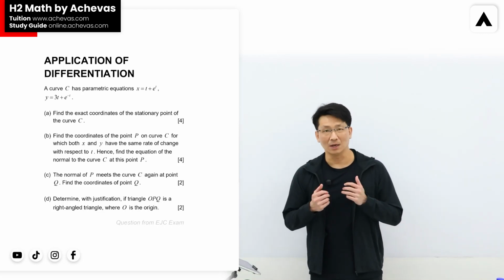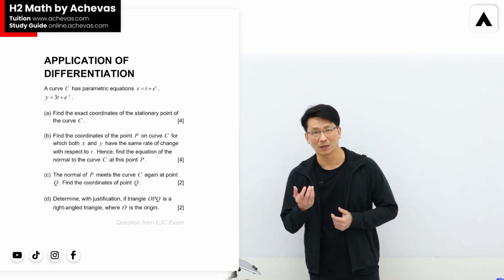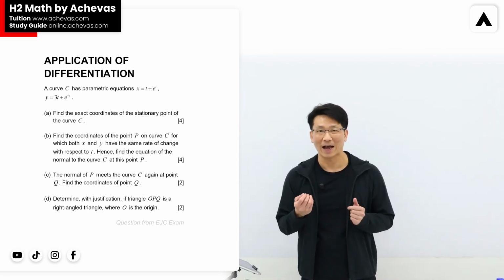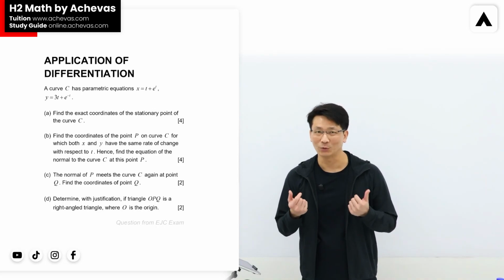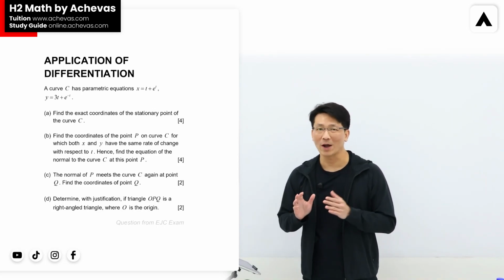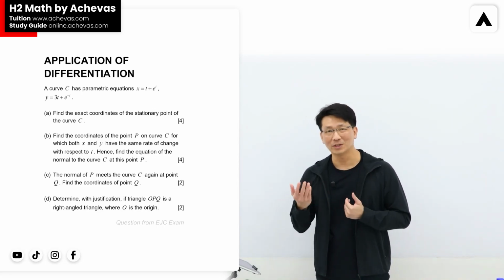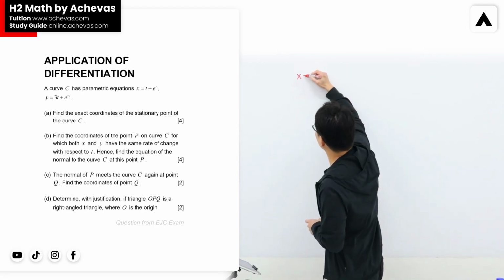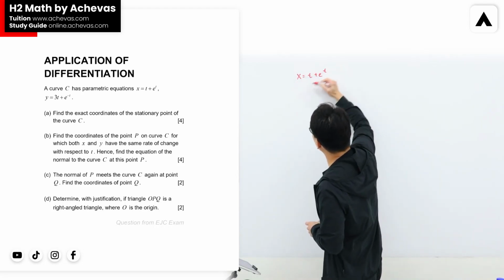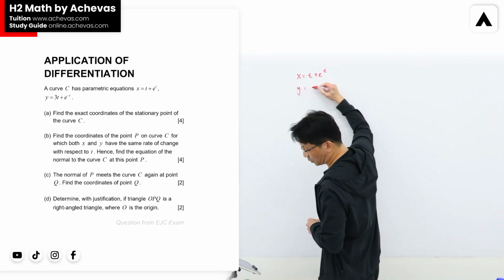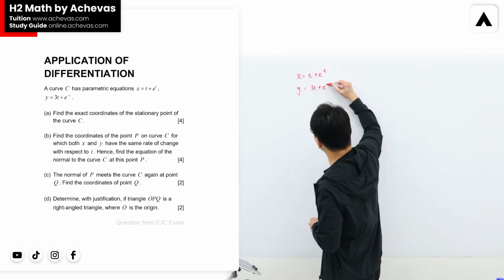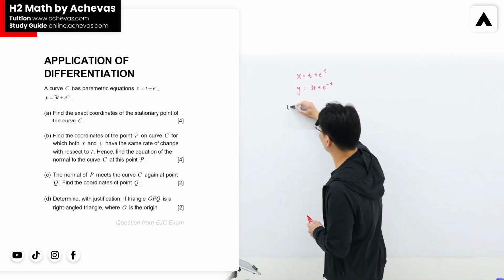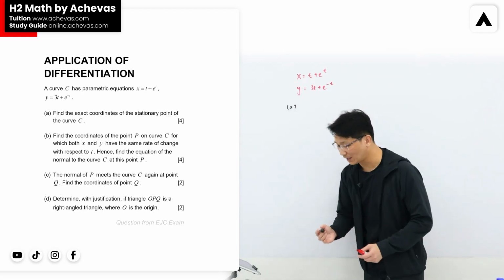When a question gives us a parametric equation for a curve, usually we try not to convert it into a Cartesian equation unless the question specifically wants us to do so. So for this question, we are going to continue to work with this pair of parametric equations, x equal to t plus e to the power t and y equal to 3t plus e to the power minus t. To find the stationary point, we are going to find dy/dx.